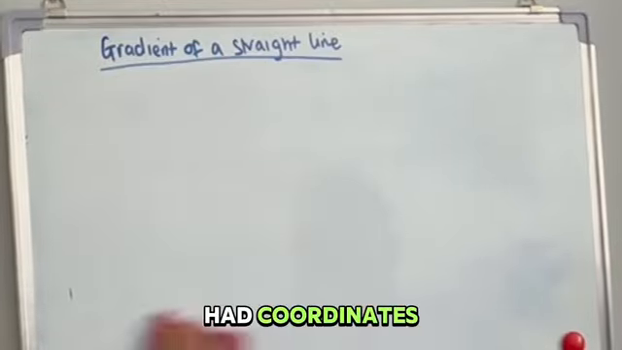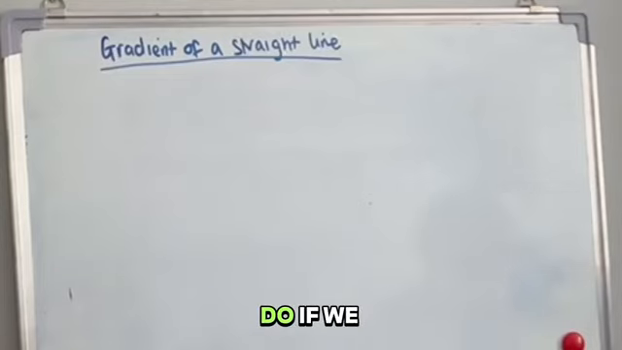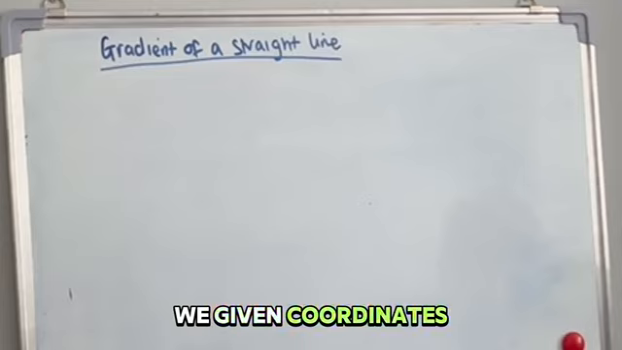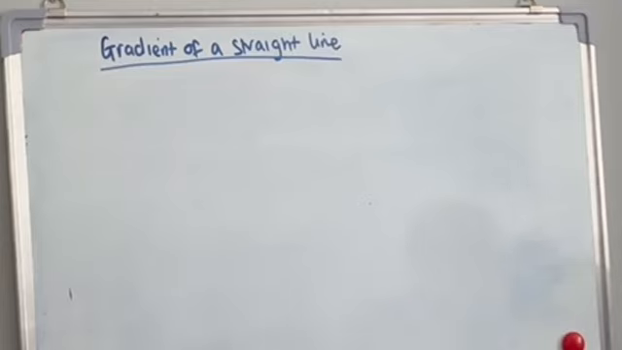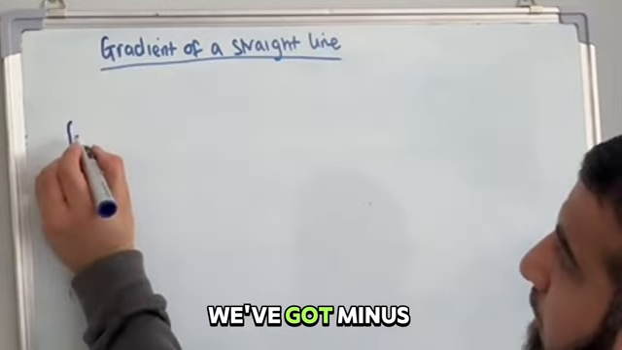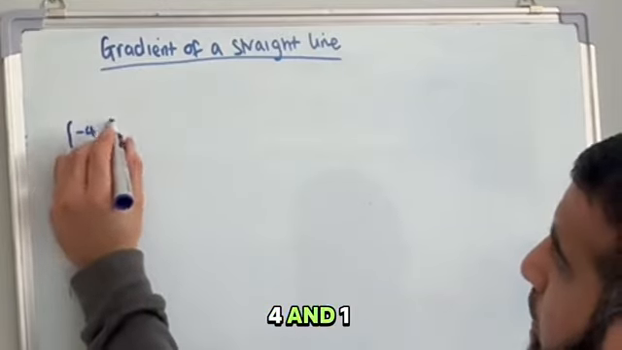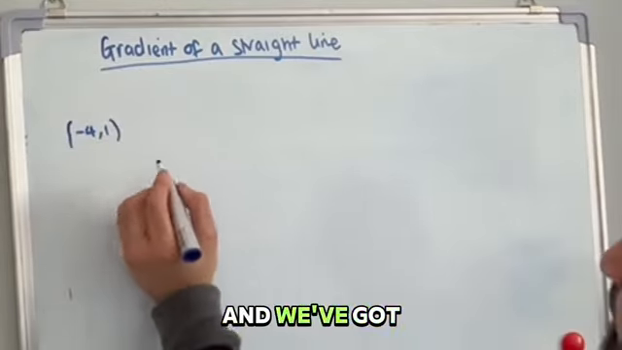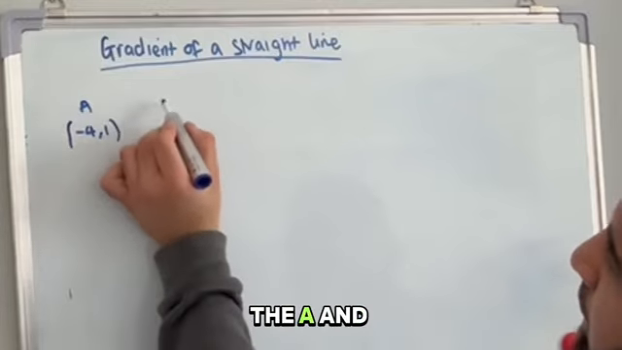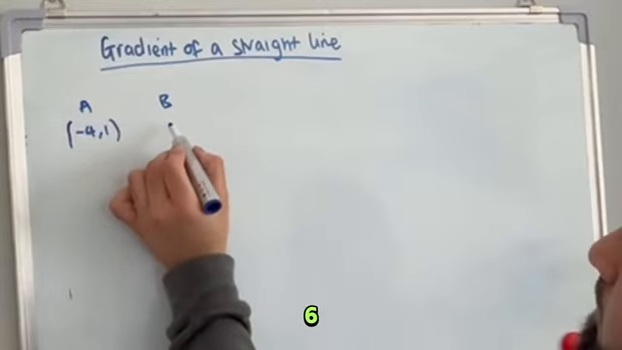What if we had coordinates? What would we do if we had a question where we don't have the graph, but we're given coordinates? So let's say we've got minus 4 and 1, so let's call that A, and B is 6, 6.